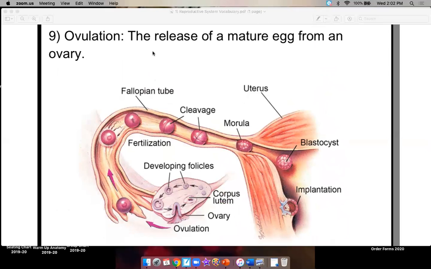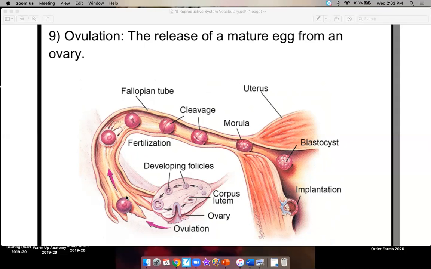Ovulation, the release of that mature egg from an ovary. So here's a zoomed in version. Here's that ovary. And it is turning that oocyte into an ovum, making that ovum. And it is going to just kind of get released into this thing called the fallopian tube. That's ovulation. Releasing that freshly made egg, ready to be used.